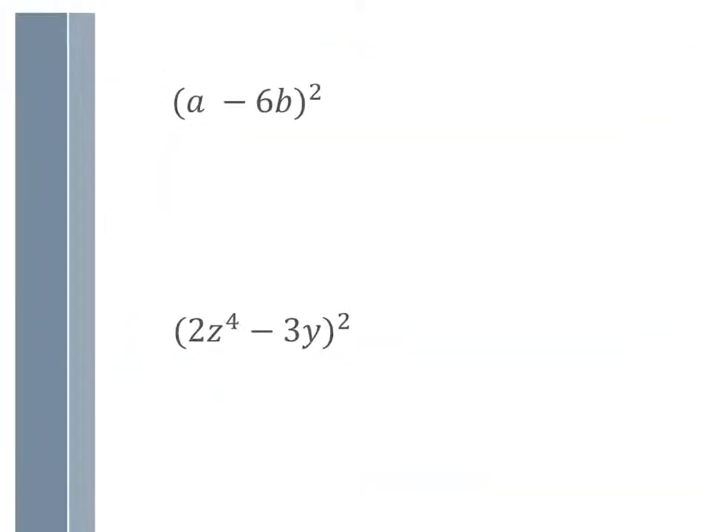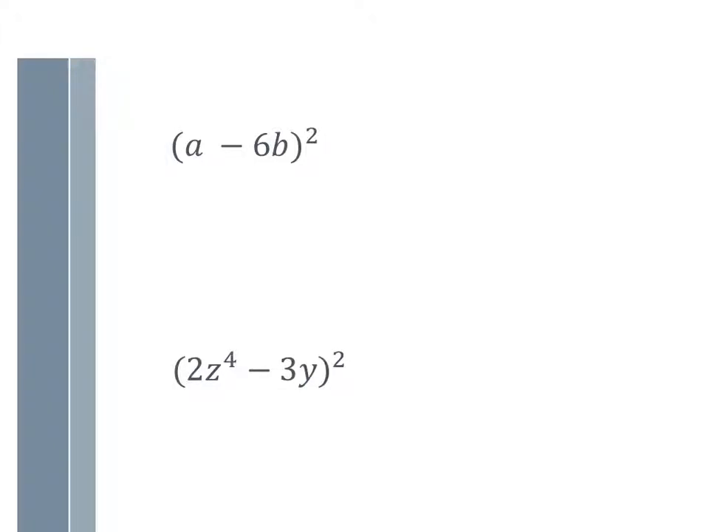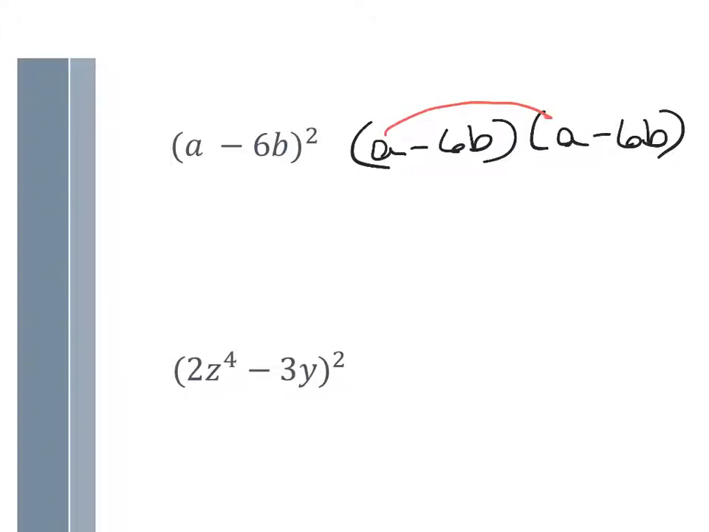Okay, again, we have a binomial squared. Again, you can't just put that exponent of 2 on the A and on the negative 6b. I am going to write this 2 times and distribute. So again, the A gets multiplied to the A and to the negative 6b. So A squared minus 6ab, again, I'm writing it in alphabetical order. Instead of putting BA, I put AB, alphabetical order.